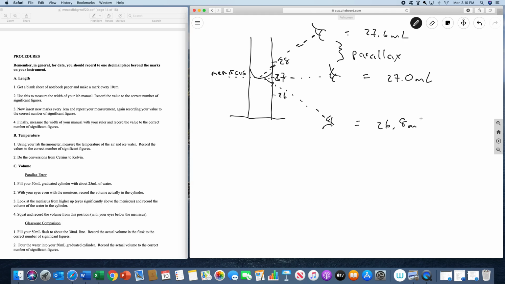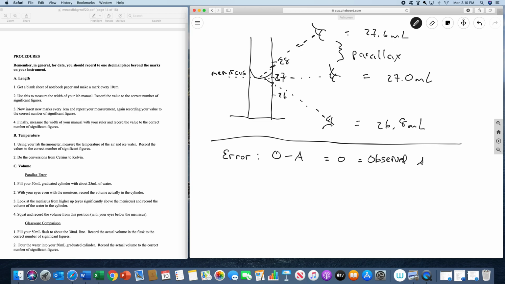26.8 milliliters. So you'll either be given these numbers or you're going to have pictures and you're going to look at it. Then what you're supposed to do is calculate the error. I know this is a long one, and again, I'm going to do another one. Now the error is O minus A, where O is your observed and A is the actual. So let's calculate this for below the meniscus.